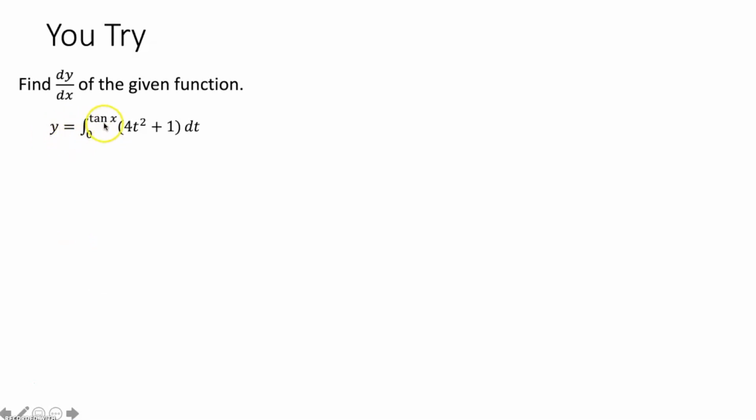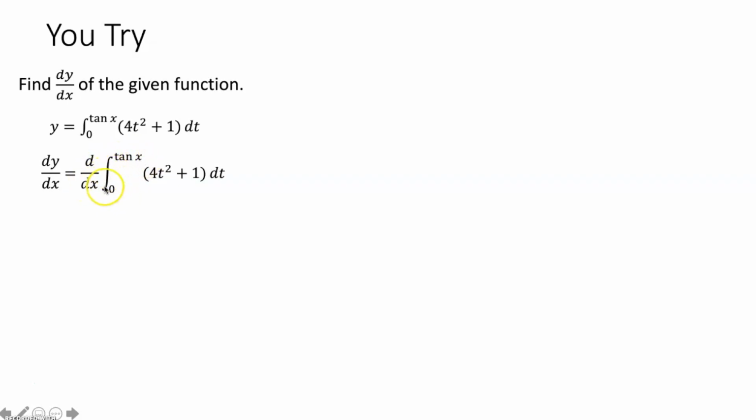You try! Okay, doing the same thing. We're taking the derivative of this function here, and the function is y is equal to this definite integral, the integral from 0 to tan x of 4t squared plus 1 dt. So we're going to take the derivative, meaning we're going to get dy dx is equal to the derivative with respect to x of this definite integral. Now, notice, again, we have a definite integral where the lower limit of integration is a constant and the upper limit of integration is a function in terms of x.